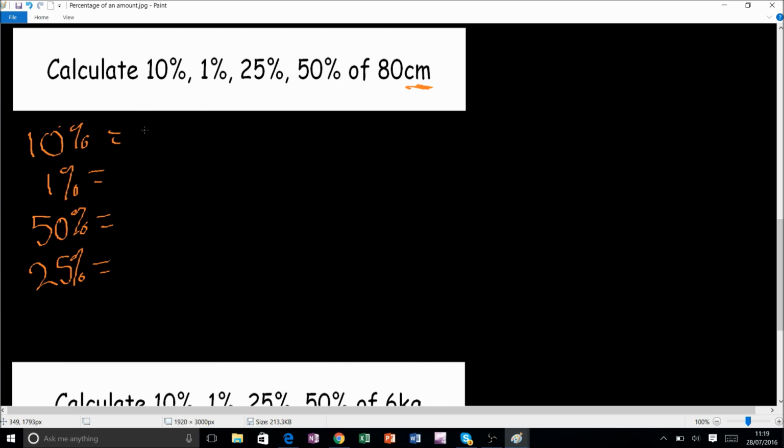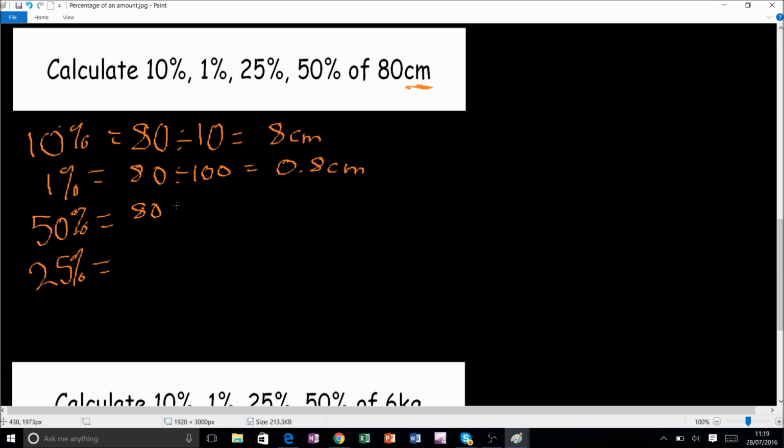So again, we're just going to do 80 divided by 10, since we're trying to find 10%, and that's going to give us 8 centimeters. Next one, 1%. We're going to do 80 divided by 100, which is going to give us 0.8 centimeters. 50%, you should know what that is. That's going to give us 40 centimeters. And 25%, we divide by 4. That is going to give us 20 centimeters.